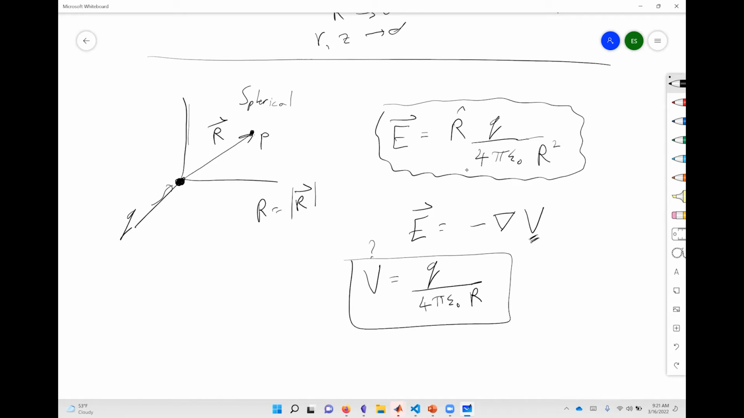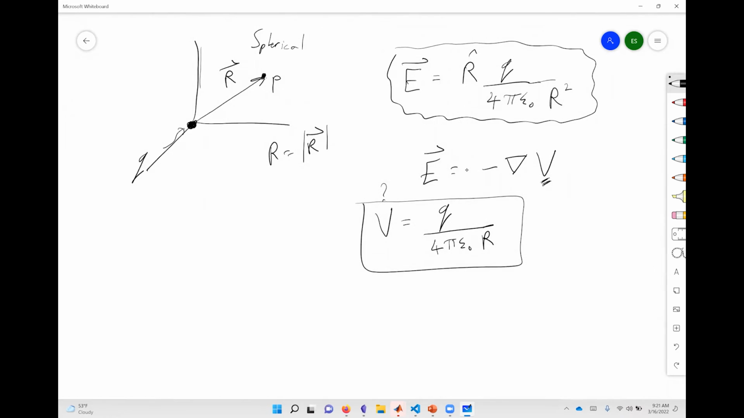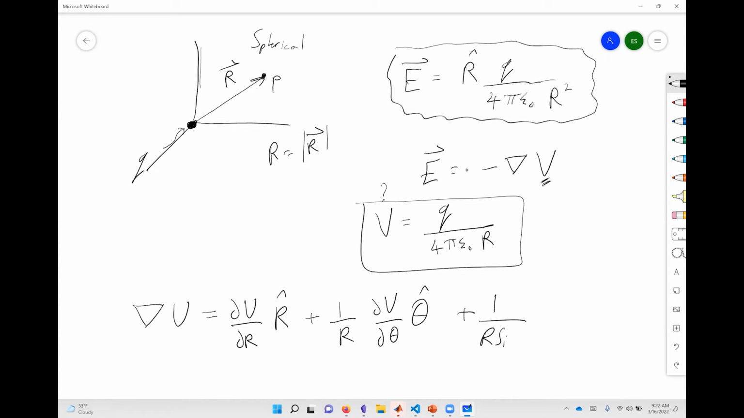How do we show this? Well, we have to go back to the equation of the gradient. So you go back to your textbook or your notes and remember the equation of the gradient for a scalar field in spherical coordinates. It was dU over dr r hat, plus 1 over r dU over d theta theta hat, plus 1 over r sine theta dU over d phi phi hat.